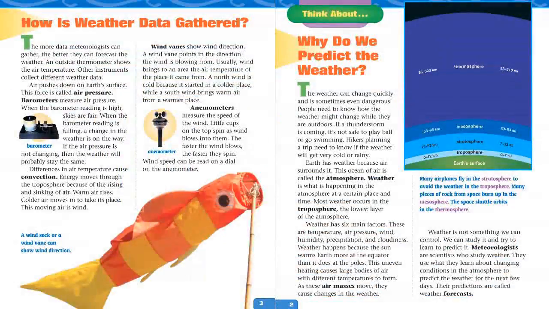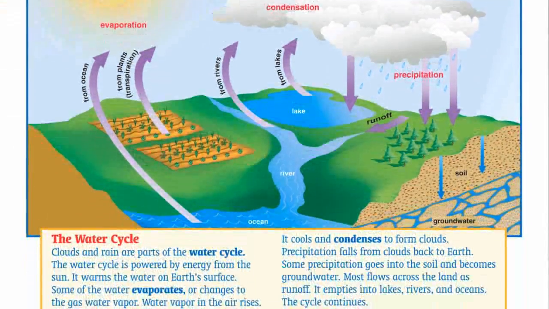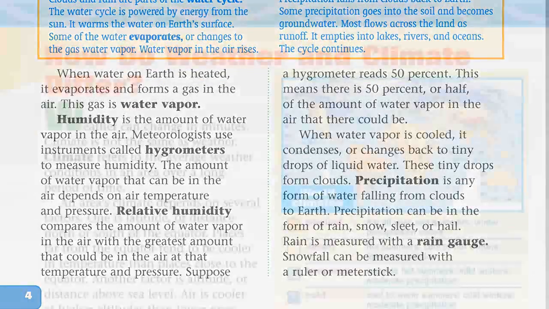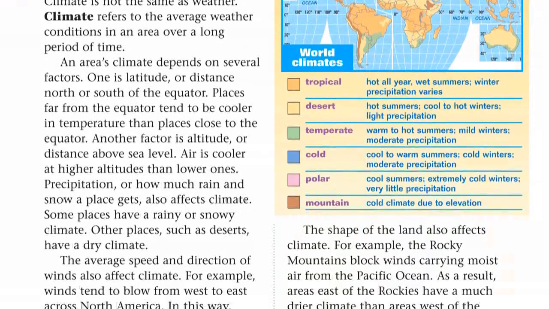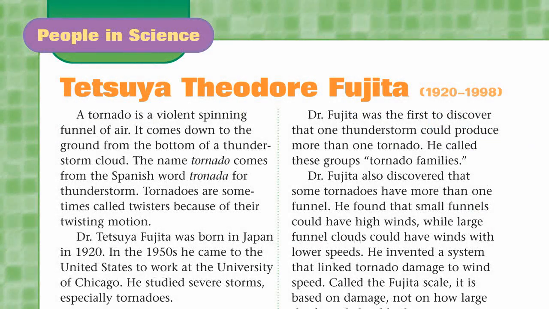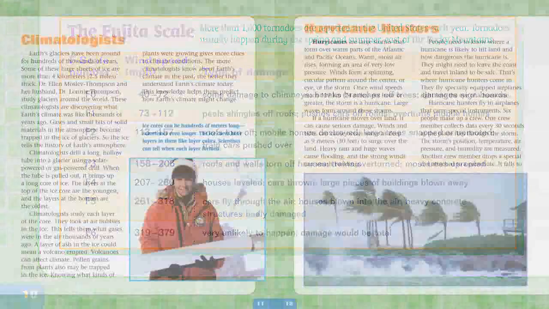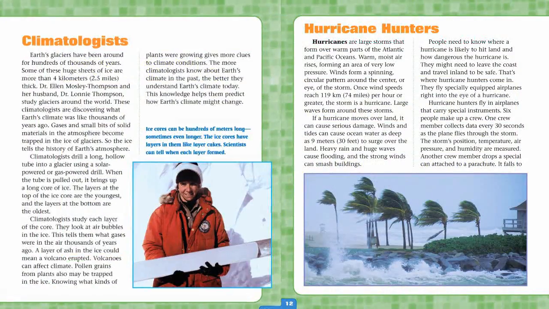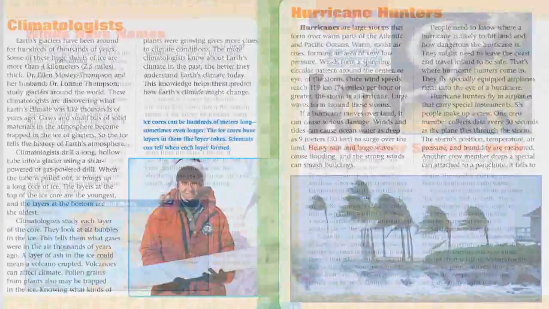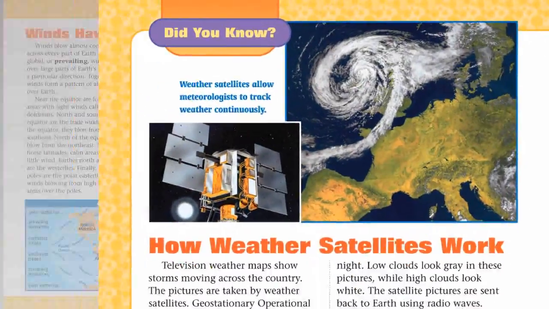Students read about the 6 weather factors: temperature, air pressure, wind, humidity, precipitation, and cloudiness, as well as the difference between weather and climate. The reader also contains a biographical sketch of tornado expert Tetsuya Theodore Fujita. Students are introduced to 2 other kinds of weather scientists, climatologists and hurricane hunters. Finally, students learn about different types of winds and how a weather satellite works.